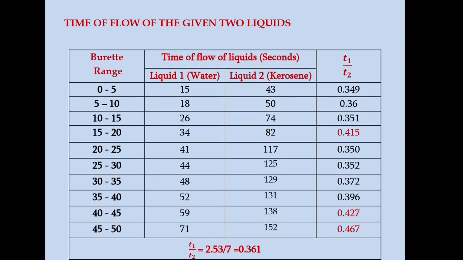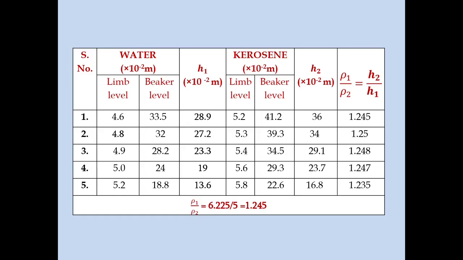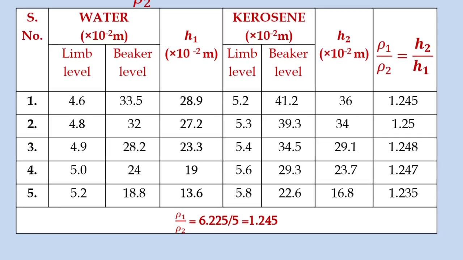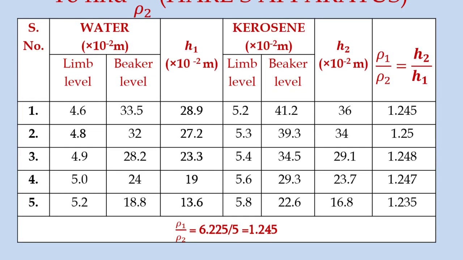Next, we have to compare the densities of the two liquids by Hart's apparatus. So densities, rho 1 by rho 2. Again, using the Hart's apparatus, the level of reading is noted for water. Limb level is 4.6 and beaker level is 33.5. By subtracting these two values, we get the height difference H1, which is 28.9.